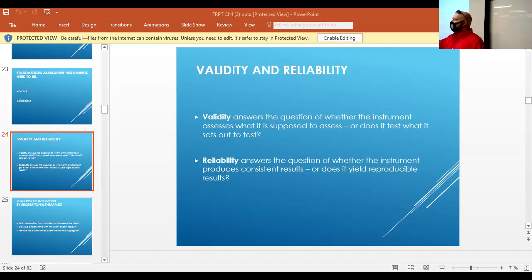What is lowercase dx? Diagnosis, good. CNS, central nervous system. All caps, LUE.